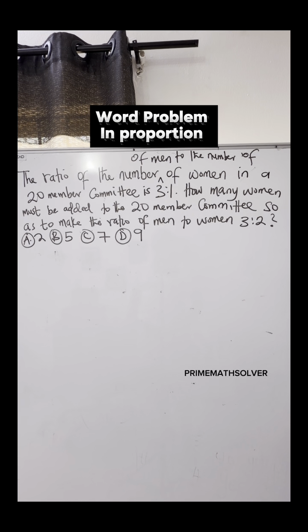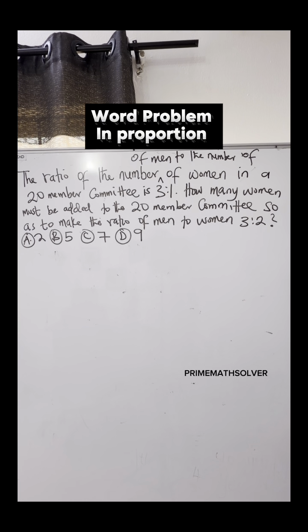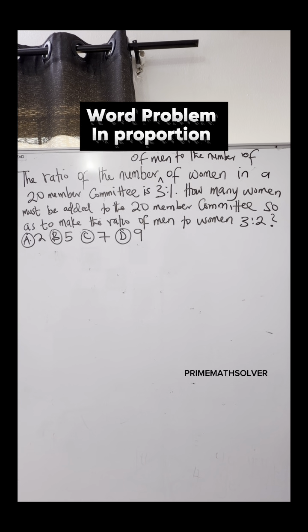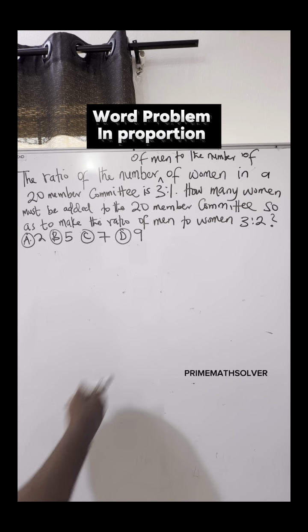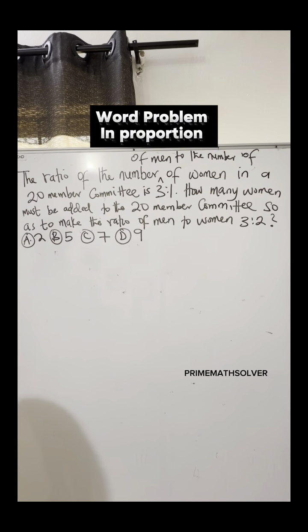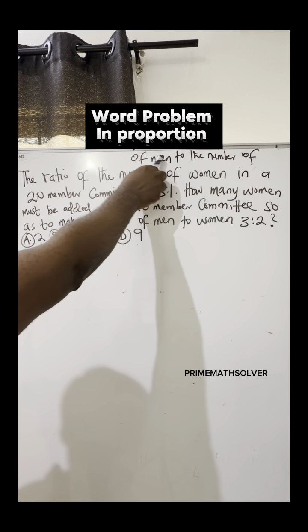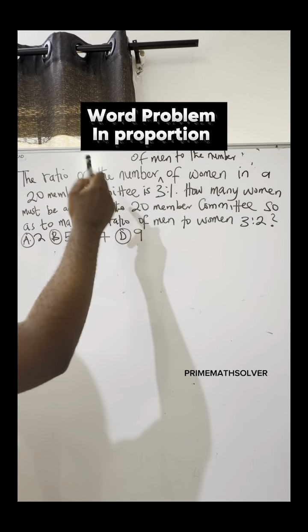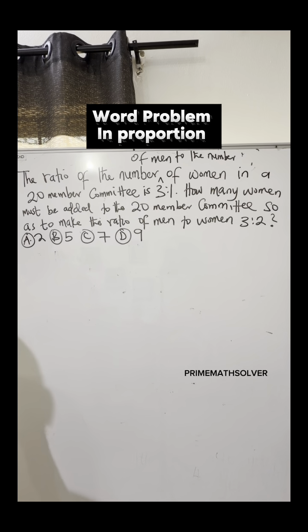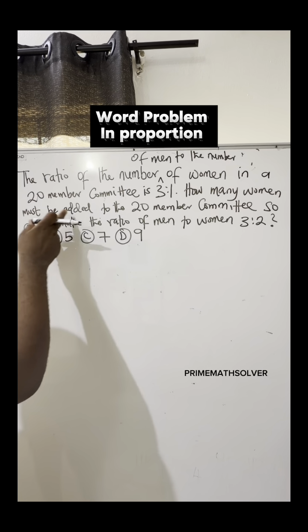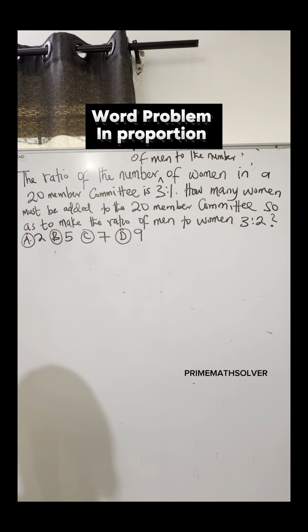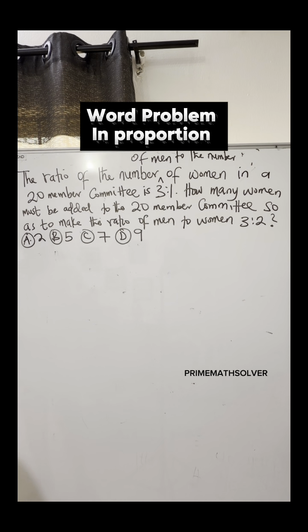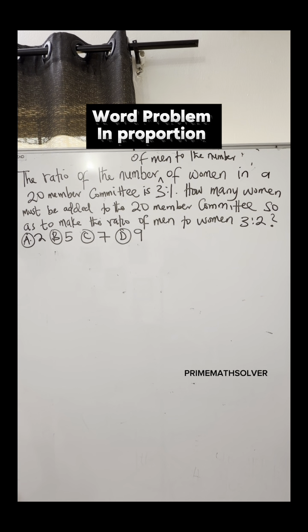The ratio of the number of men to the number of women in a 20-member committee is 3:1. Let me go again. The ratio of the number of men to the number of women in a 20-member committee is 3:1. How many women must be added to the 20-member committee so as to make the ratio of men to women 3:2?